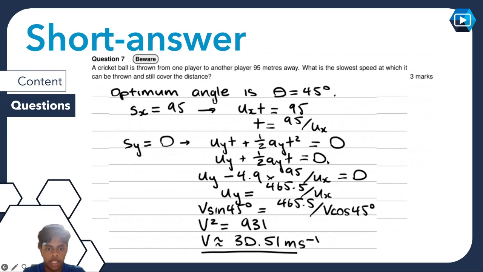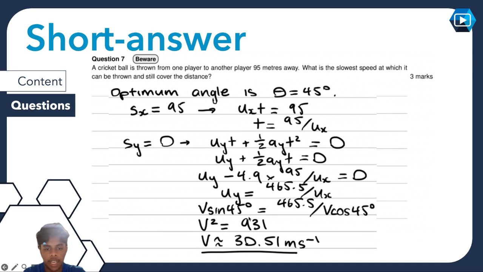We can divide both sides by t, because if we factorize the t out, the sy is initially 0 at t is equal to 0. So we already know that, and we can just divide everything by t. And then we know that t is equal to 95 divided by ux. So we know uy minus 4.9 times 95 divided by ux is equal to 0. So uy is equal to 465.5 divided by ux.